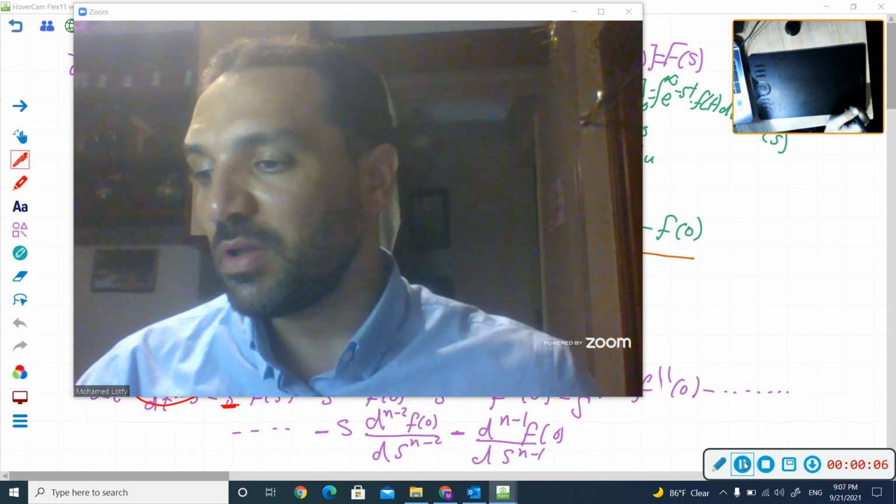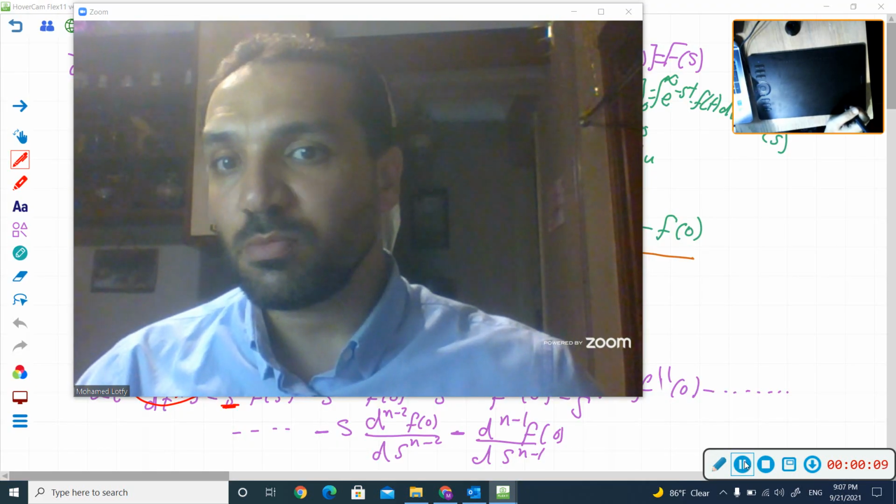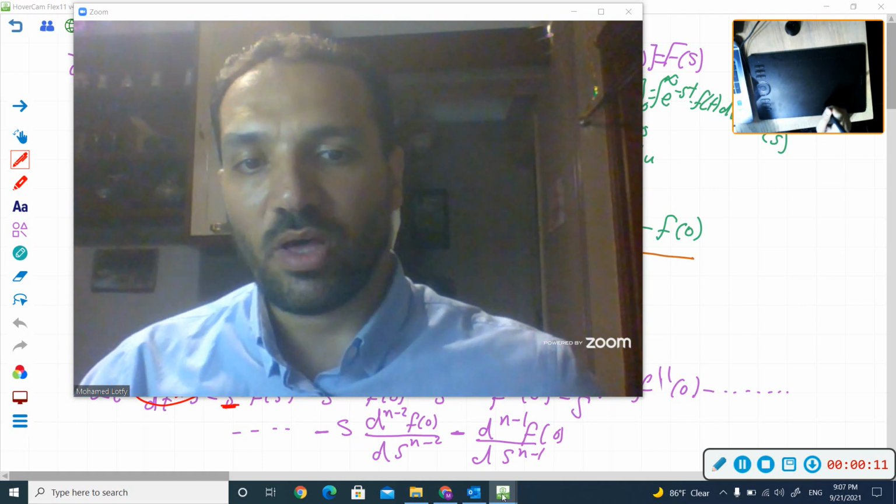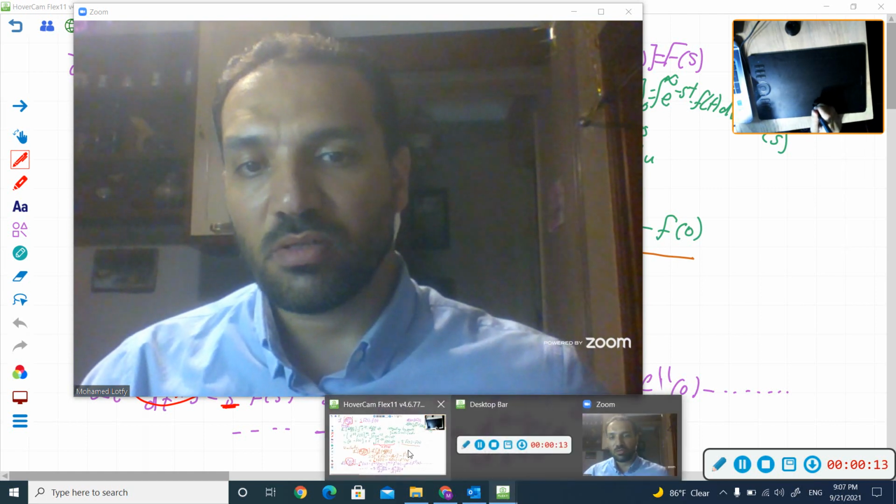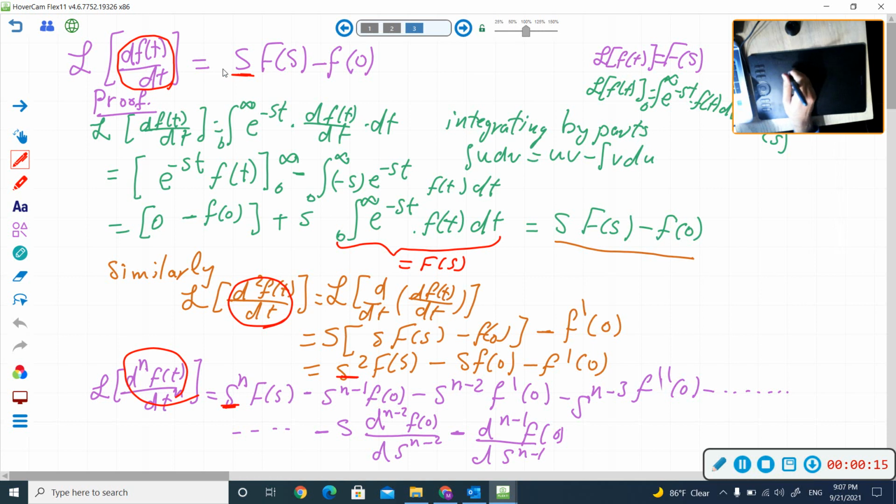Hello everybody, we will continue our Laplace session. In the last part of the previous session, we ended up with this very important formula. By this formula, we have transformed the differentiation into a multiplication in the frequency domain, which is the Laplace domain.